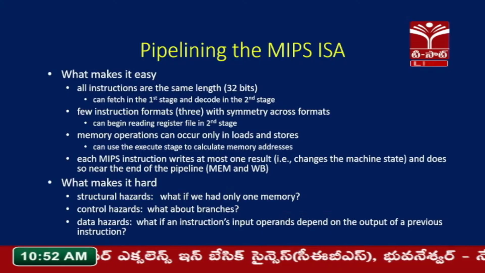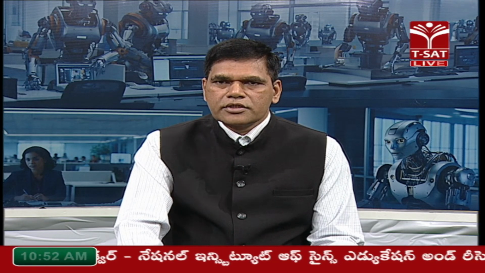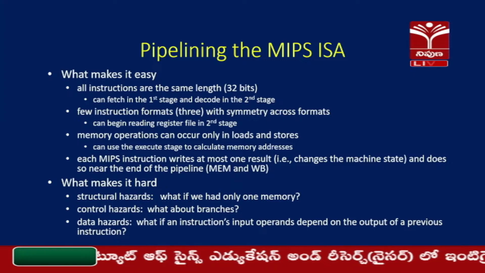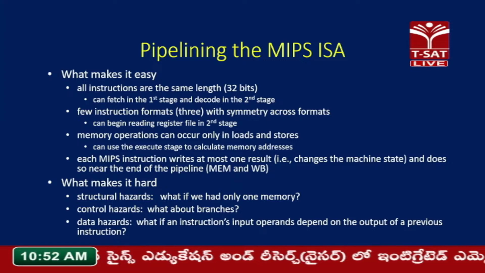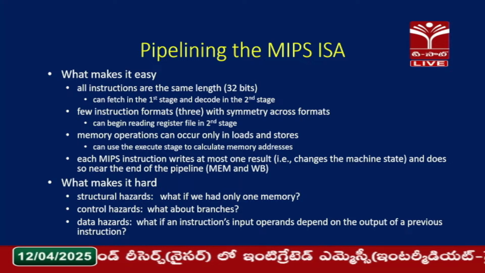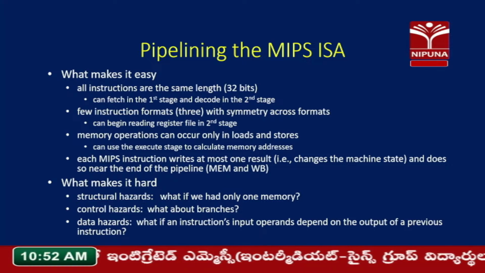So, why pipelining makes it easy in the MIPS architecture is that MIPS is a RISC based architecture which has fixed length instruction sets. It is a 32-bit instruction set and all instructions are of the same length. Very few instruction formats, the formats which I called the register format or the jump format. So, the class of instructions is very limited.